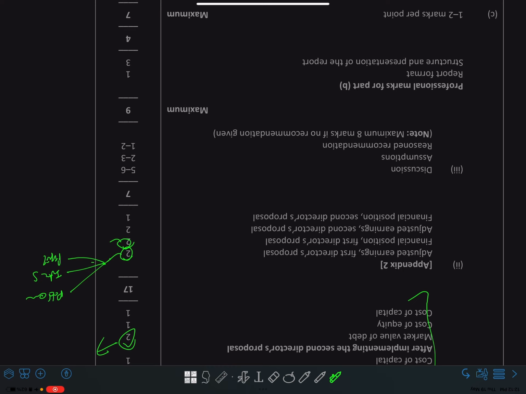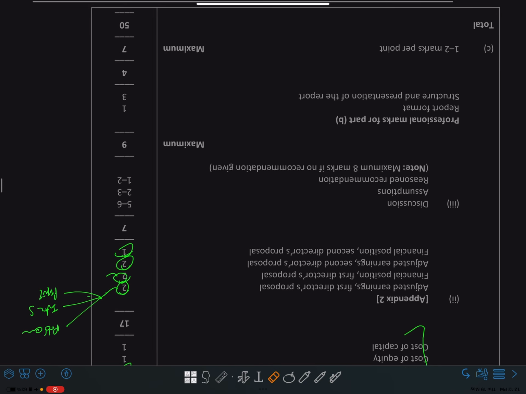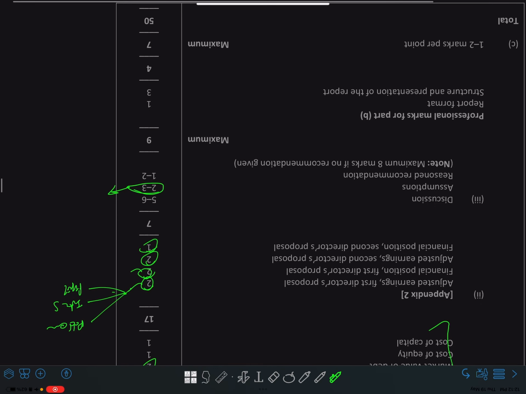Adjusted earnings from second director's proposal. Okay, second director's proposal, that financial position is 1 mark. That was relatively easy in terms of the second director's because it was less computation kind of thing. Understandable. And what about the discussion part? So you see, for assumptions only, we are getting 2 to 3 marks. This is very easy to score, I might say, because it's given in the questions as well. We get some hints about assumptions over there as well.